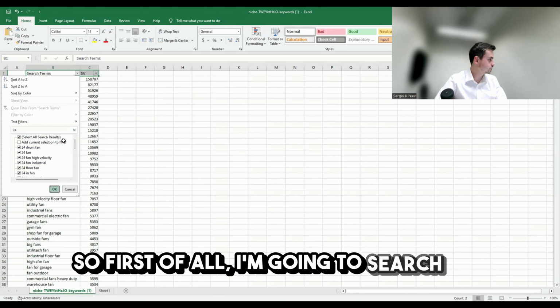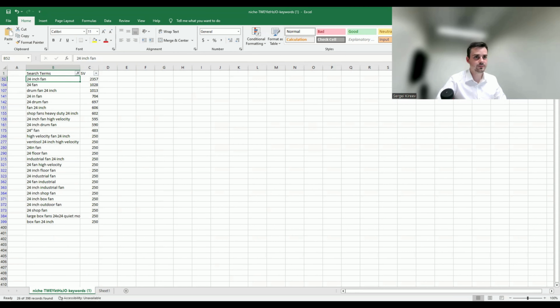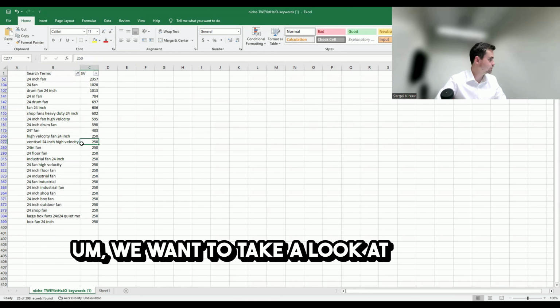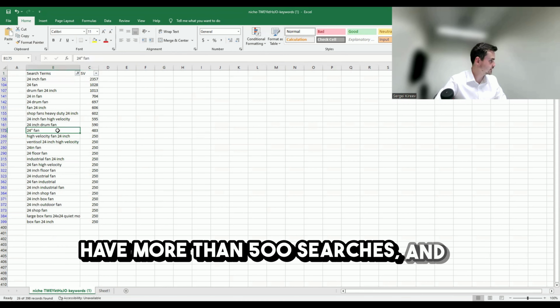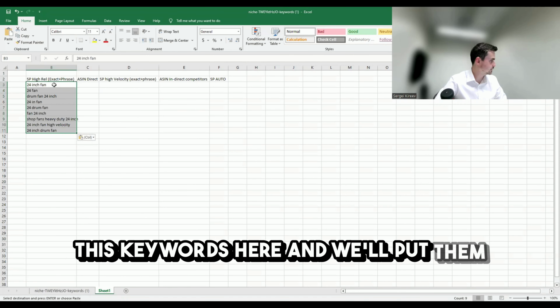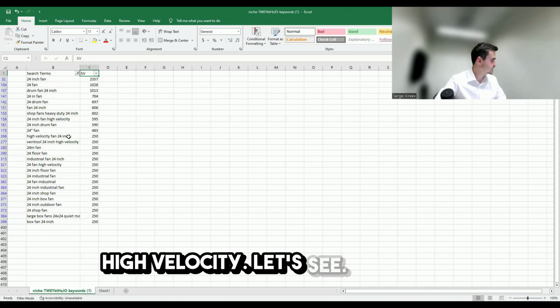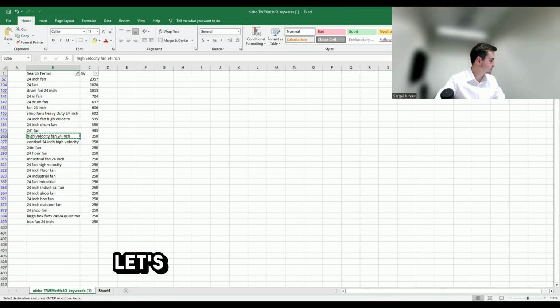First of all, I'm going to search for 24, and I can see quite a lot of keywords for 24. Over here, we want to take a look at which of them have more than 500 searches, and we will take all of these keywords and put them over here. What else? We want to do high velocity. Let's see, this is good. This is a good keyword. Let's put it manually over here. High velocity.